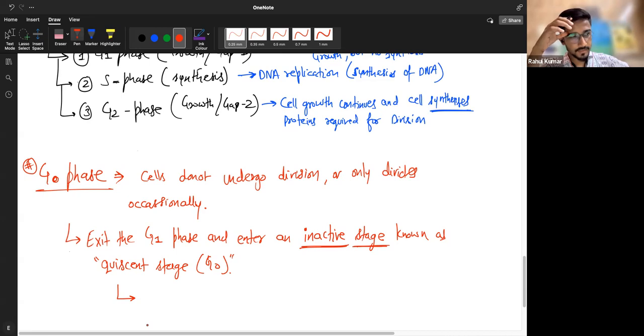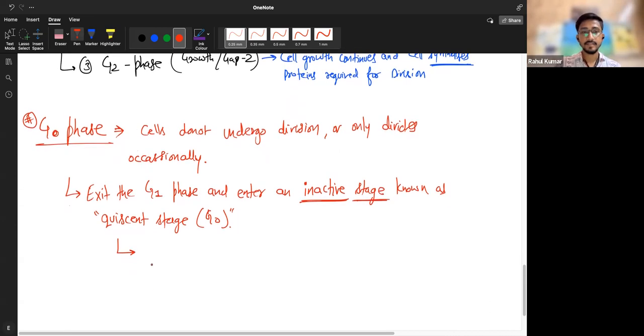So write down characteristics. Cells in this stage remain metabolically active, but no longer grow and proliferate.